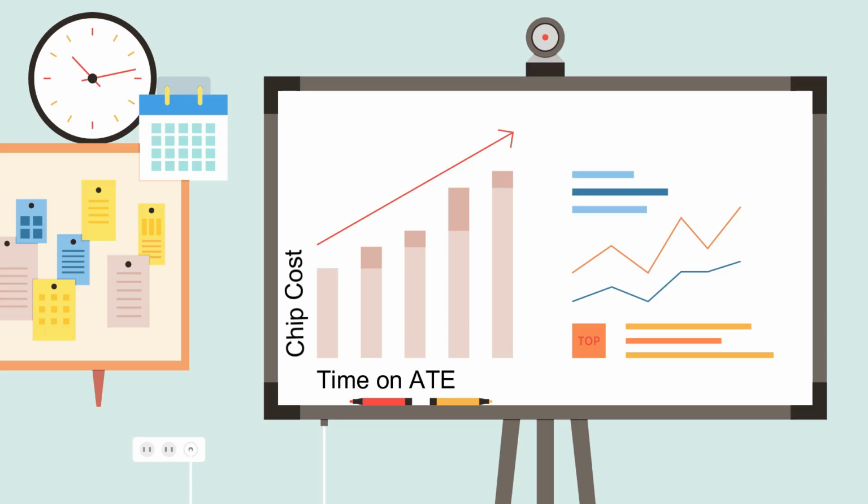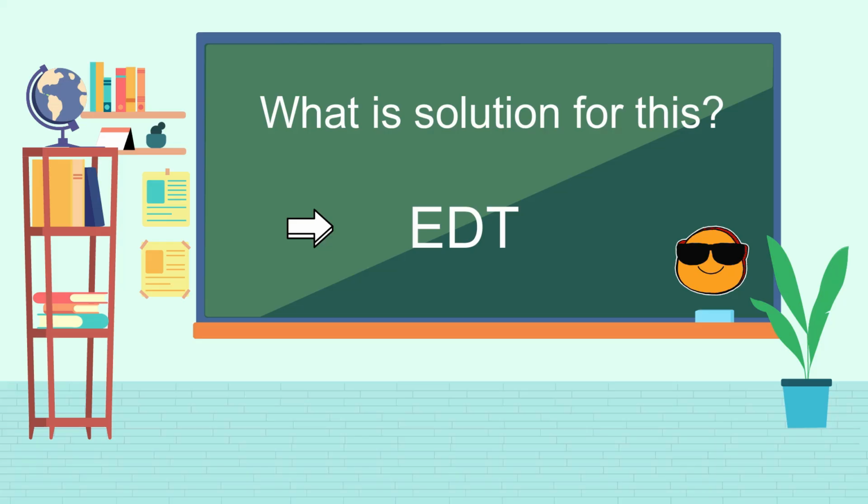Most chip making companies do not own their own ATEs. Instead, they use ATE from other companies to test chips and pay them on a time-based model. The longer a chip is spent on an ATE, the higher the cost for the manufacturing company, ultimately making the chip more expensive for consumers. How to reduce this cost? DFT engineers insert a logic called EDT, that is embedded deterministic test, to reduce the test time of a chip. I'll explain EDT in detail in a separate video.